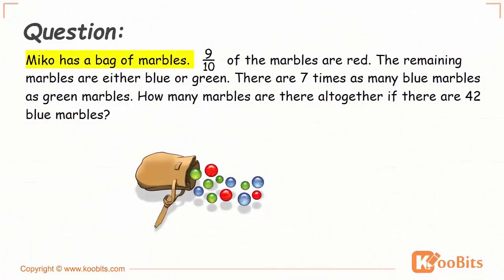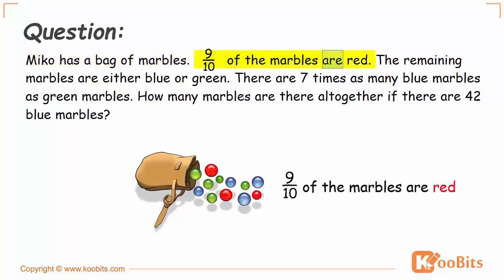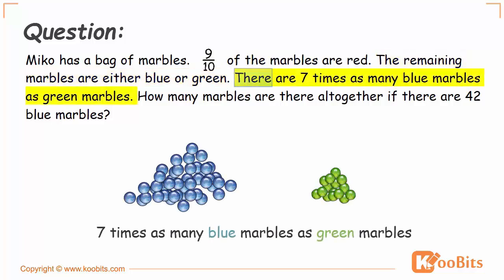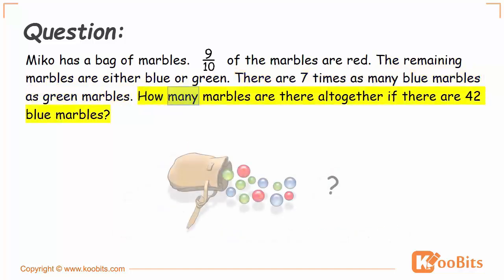Question. Miko has a bag of marbles. 9/10 of the marbles are red. The remaining marbles are either blue or green. There are 7 times as many blue marbles as green marbles. How many marbles are there altogether if there are 42 blue marbles?